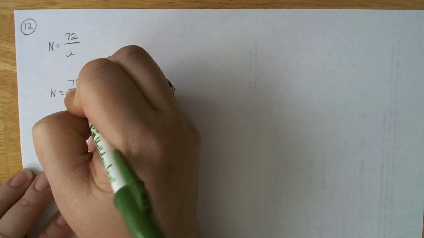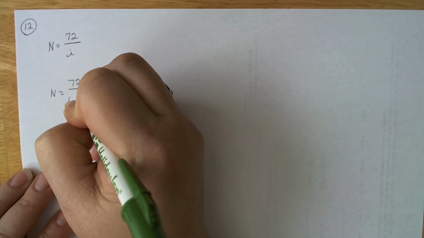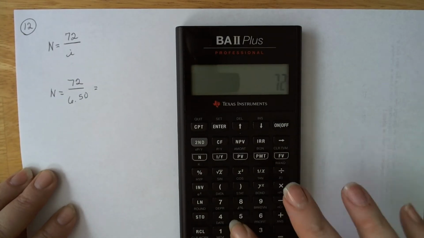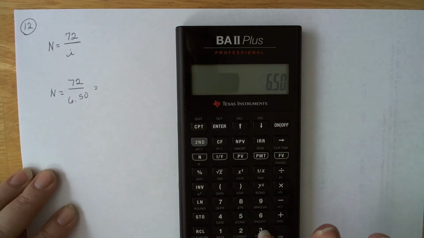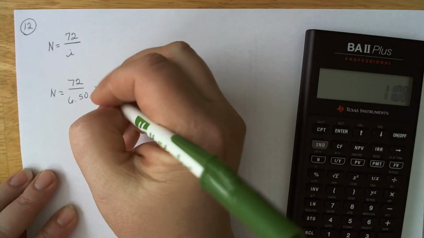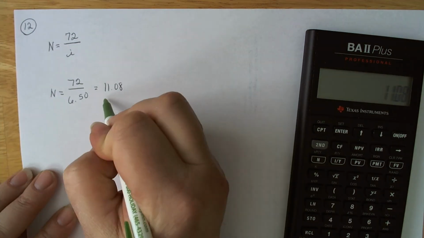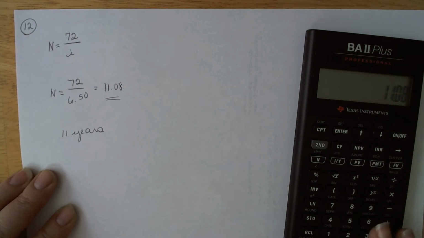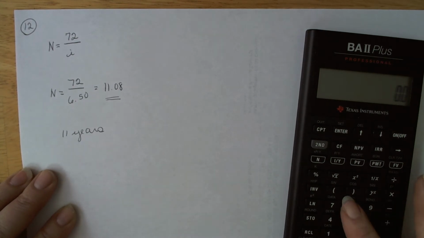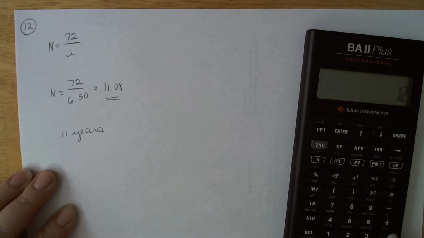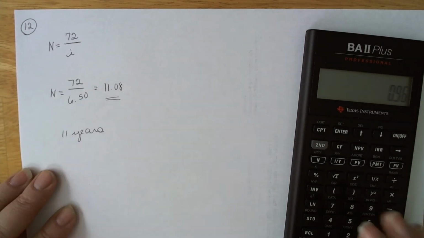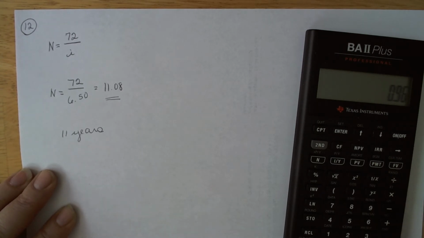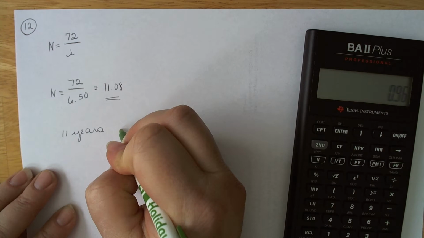So in problem 12, it says approximately how many years are needed to double a $100 investment when the interest rate is 6.5%. So if we take 72 and divide it by 6.50%, we get 11.08. And this number means 11 years. And then the 08 is 0.08 times 12. So, 12 times 0.08. That gives us less than a month.